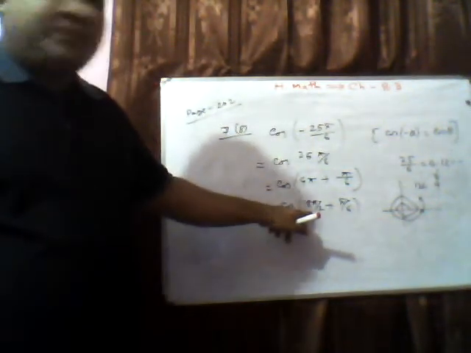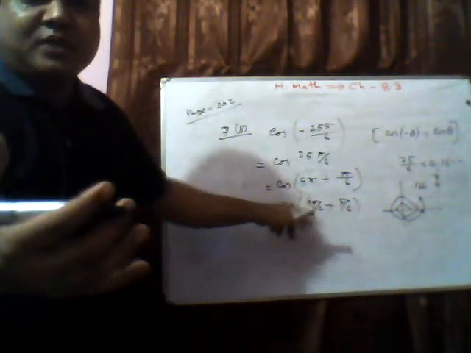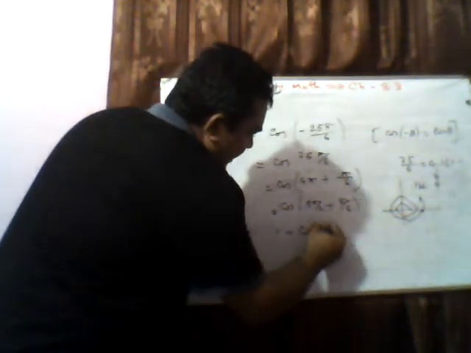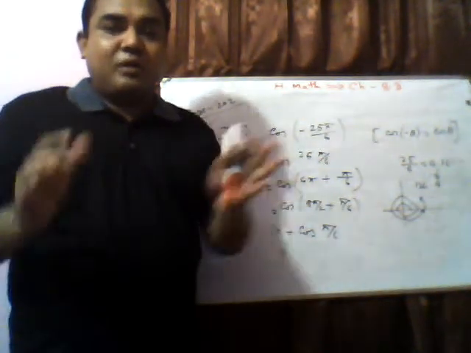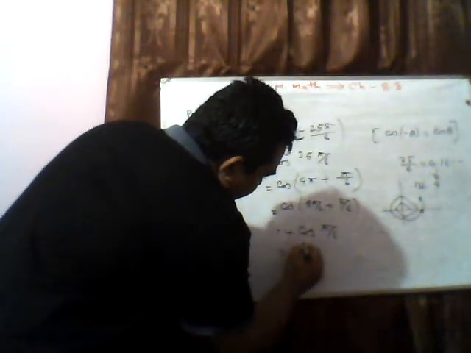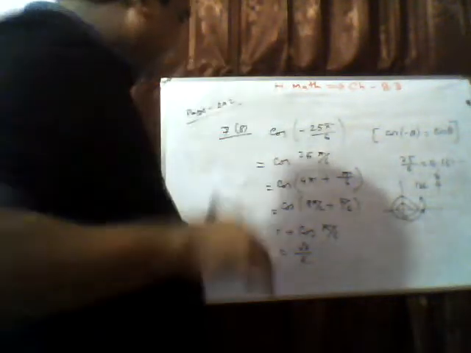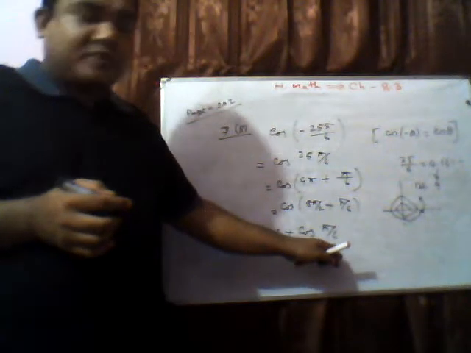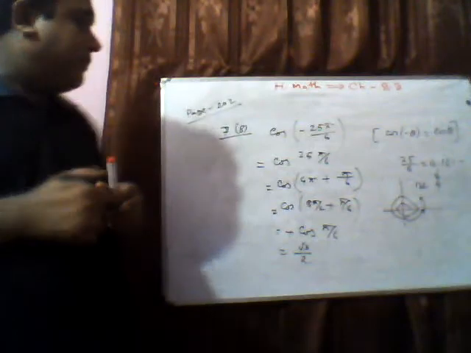So plus, cos changes or no change depends on the coefficient of pi by 2. Here we see that it is 8, an even number, so there is no change and we can write cos pi by 6. Cos pi by 6 means cos 30 degrees. What is the value of cos 30 degrees? Cos 30 degrees is root 3 by 2. This is the solution.